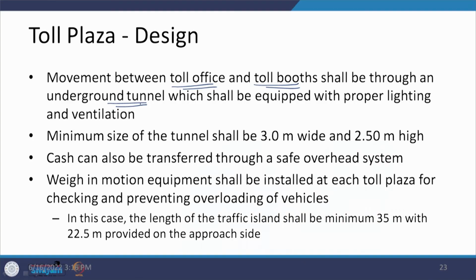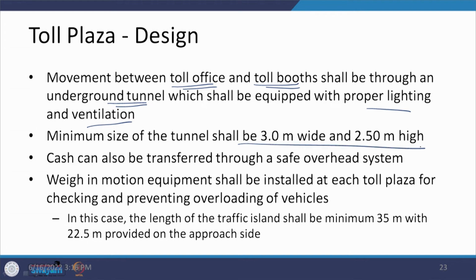For that, there used to be underground tunnels, or there used to be a secure system which is at the level of the toll booths itself. So, this is another thing which has been maintained. Then another thing which is maintained is the lighting and the ventilation. Then the tunnel, if it is provided, which now is becoming defunct, is 3 meters wide and 2.5 meters high.